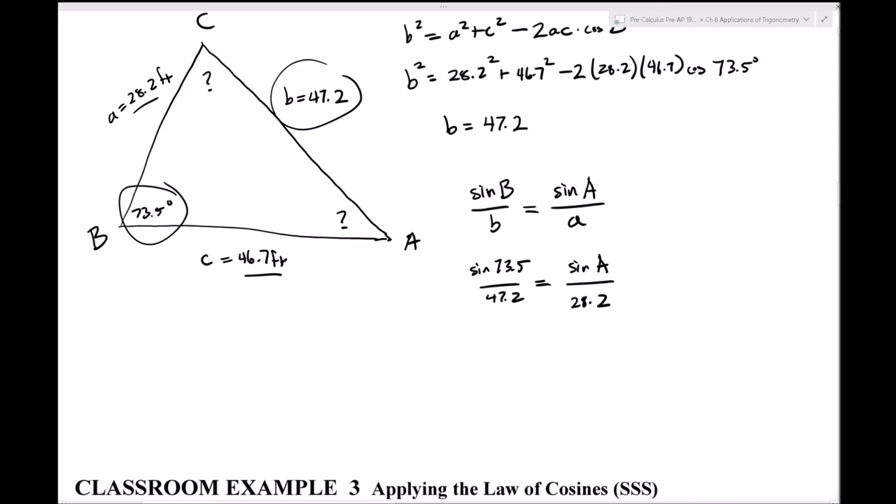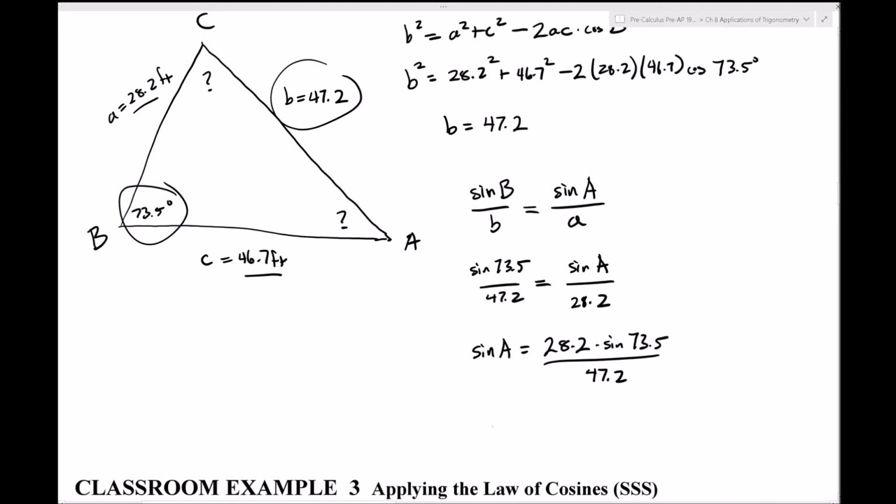And in this case, it's going to be a little bit different than what we saw in the previous section, because we're not solving for a side length. Now we're solving for an angle. So I need to solve for the angle a. So I need to isolate sine a. And the way to do that, you multiply 28.2 both sides. So you get sine a equals 28.2 times sine 73.5, all divided by 47.2.